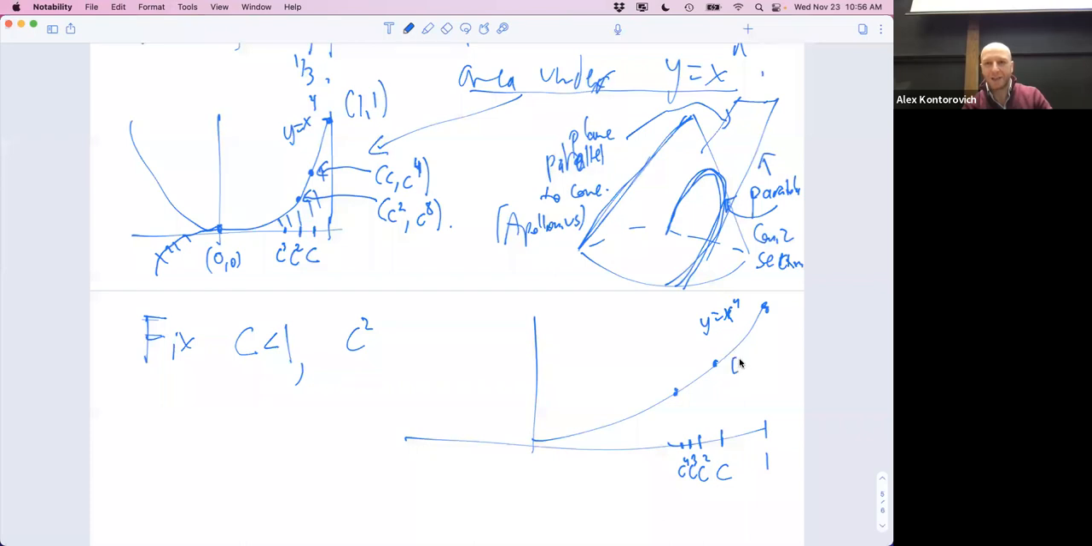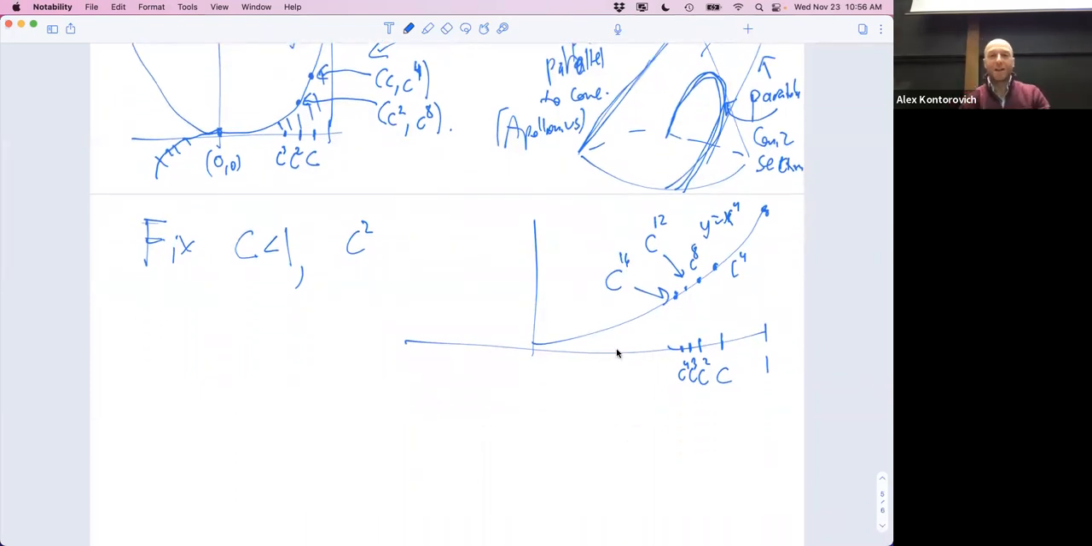This height is C to the 4th. This height is C to the 8th. I have C cubed to the 4th, C to the 12th, and this height is C to the 16th. And then what he does is he says, well, the area under the curve is at least the area of all of these little rectangles. I take this rectangle, that rectangle, that rectangle, and he starts adding them all up.